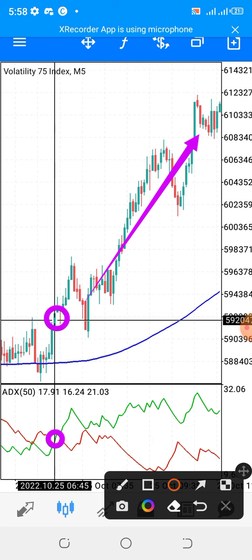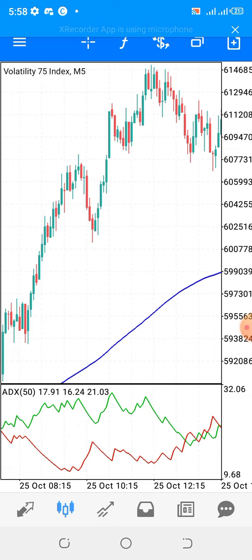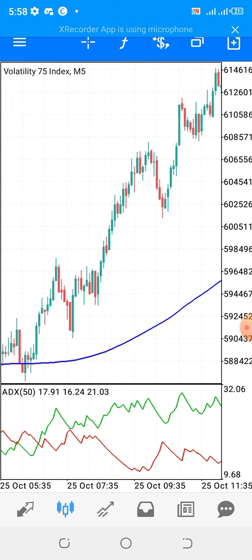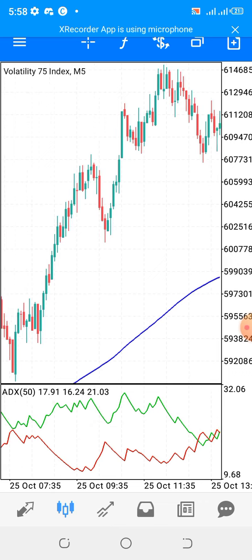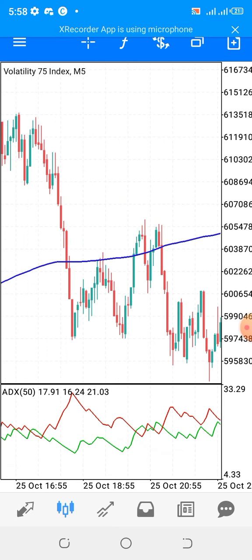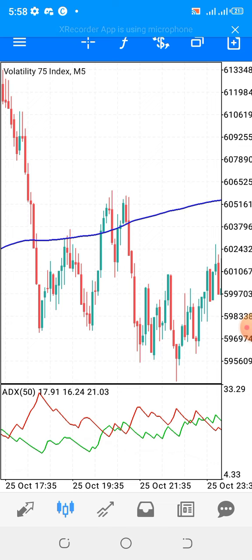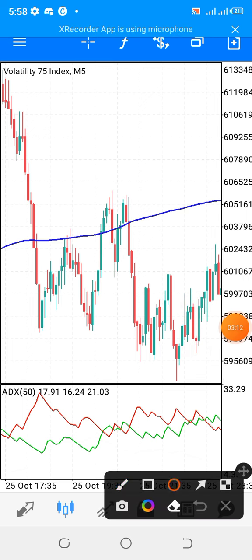This is where the crossing occurs in the side of the ADS. So you make your entry here, and this is a huge profit for you. Now let's move. See, the profit is excess. Look at it, the bullish market is excess. Now look here, the crossing occurs here. The candlestick crosses the moving average here.